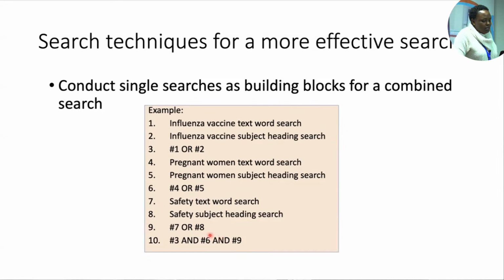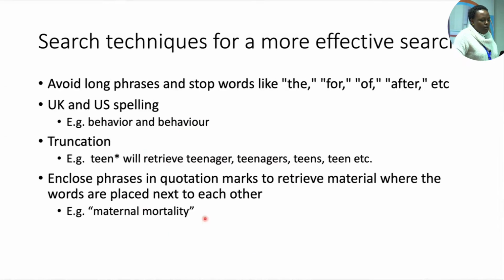And the good thing about doing this is, if you made an error somewhere, you can quickly fix it, and then come and recombine. But sometimes when you make your search too long, trying to figure out where you made an error is a bit difficult. So it's better to do single searches, and then combine them, which we are going to do. We avoid the words for, of, we avoid those terms. We try and just stick to the key thing, not mortality of mothers, maternal mortality. Keep in mind that there is UK and US spelling, so sometimes you have to keep that in mind.